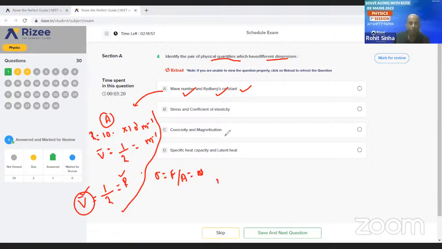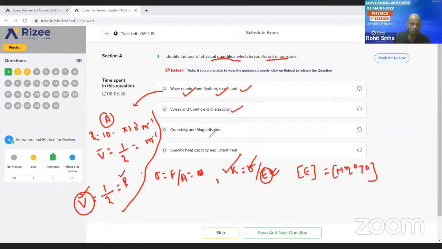Okay, coefficient of elasticity, what is it? It is the ratio of stress by strain. And you remember, my dear friends, that strain is dimensionless, M0 L0 T0. That means the dimension of K, the modulus of elasticity or coefficient of elasticity, is the same as the dimension of stress. So it is also the same, so it is not our answer.